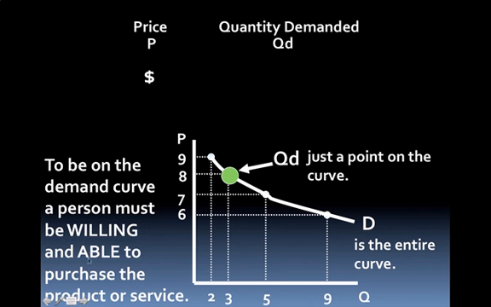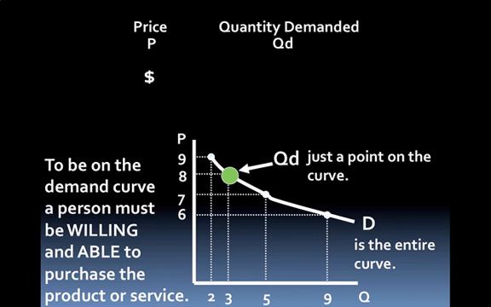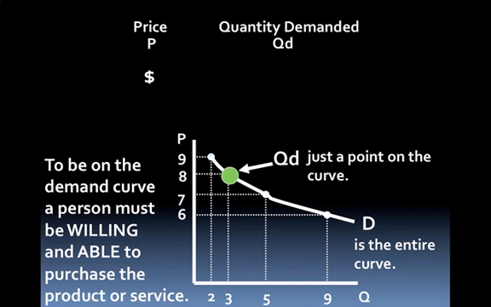You might be able to buy something but not willing to buy something, and vice versa. So, for example, I'm not willing to buy that, nor am I able. That's a private jet. And even if I was able to buy it, I wouldn't be willing to, for a number of different reasons. One being flying a plane really doesn't seem like something I'd be interested in. So I wouldn't be willing, nor am I able to do that. So I'm not going to be on the demand curve for a private jet. Again, you must be willing and able.